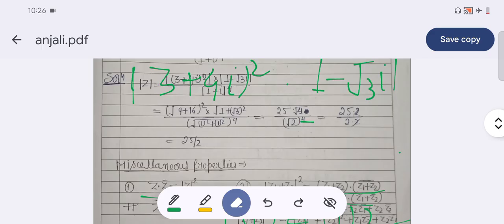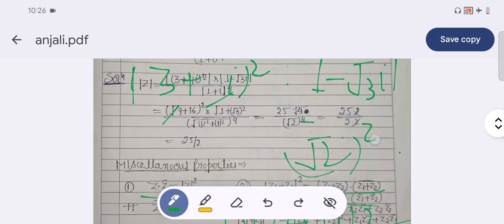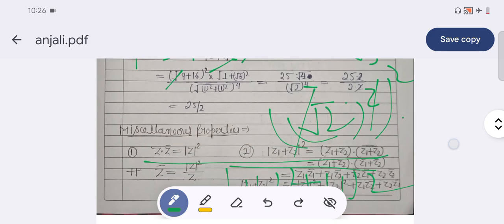In this equation, the root and the square cancel, so 9 plus 16 is 25, and 3 plus 1 is root 4, upon root 2 to the power 4. It is clear? So how will we solve root 2 to the power 4? Root 2 whole square, whole to the power 2. This cancels with this, so 2 to the power 2, 2 square is 4. It is clear? So this will be 25 upon 2.